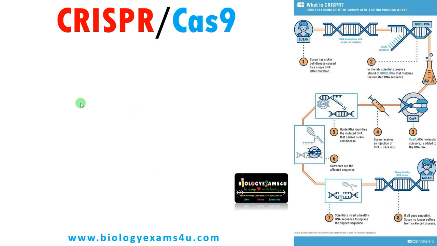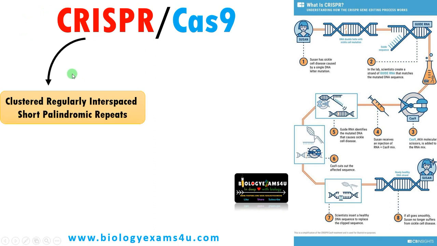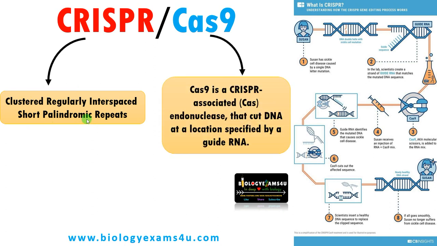Let's begin with what do you mean by this CRISPR and Cas9? CRISPR means clustered, regularly interspaced short palindromic repeats. That means these are repeats that are present in the genome. Whereas Cas9 is a CRISPR-associated endonuclease that cuts DNA at a location specified by a guide RNA. So it is simply an enzyme that cuts DNA.